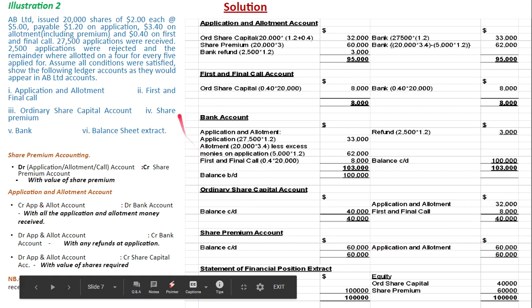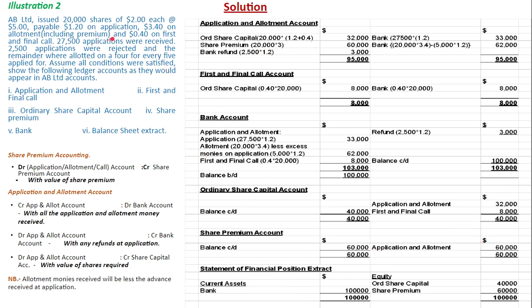Next, we will go to the first and final call. We are told 40 cents was received. So we will simply credit. Remember, we said treatment on the allotment account is almost the same as what we do on the first and final call. That was in the previous illustration on par. So we go to the first and final call.